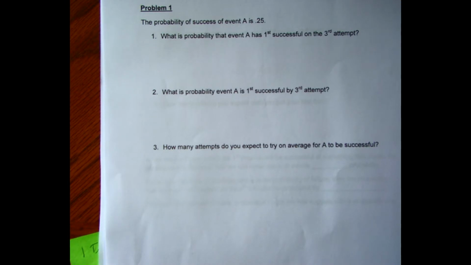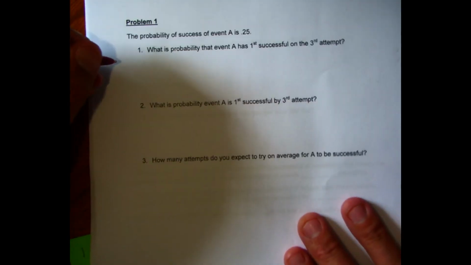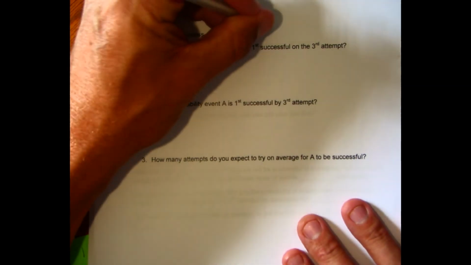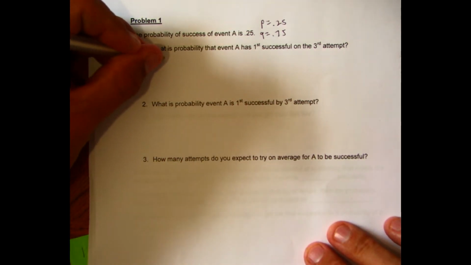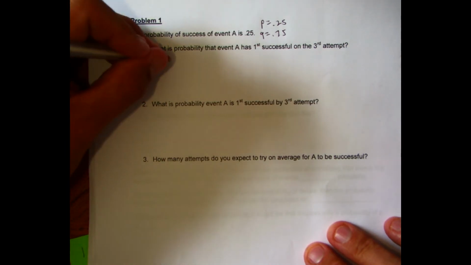Alright, so in problem 1, we have a situation where the probability of success of event A is 0.25. So that must mean in this situation P is 0.25 and Q is 0.75. So what is the probability that event A has its first successful attempt on the 3rd attempt? So this is the probability that our X, which is our first success, equals 3.